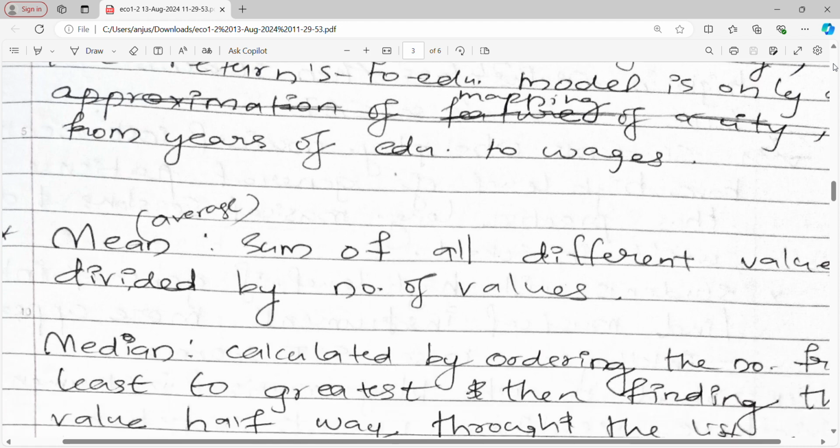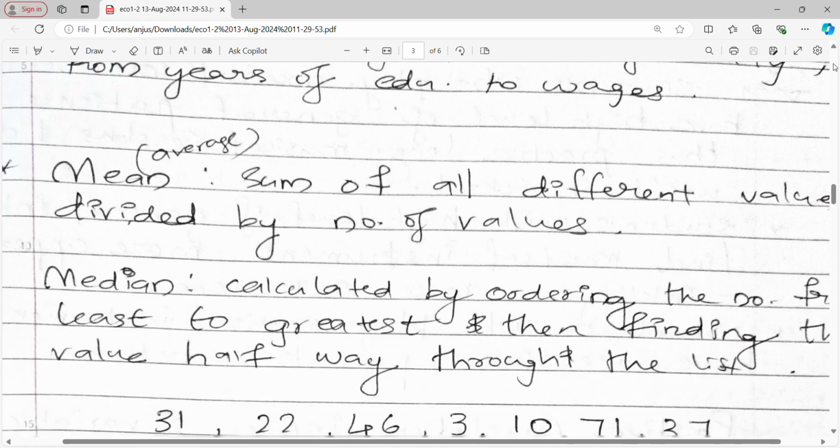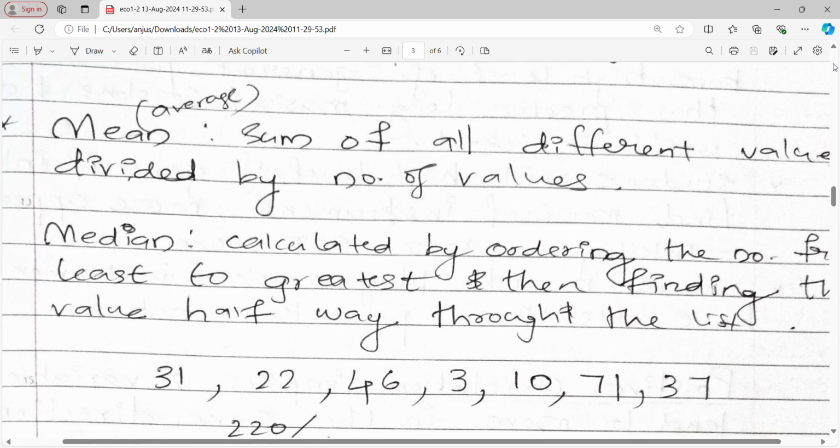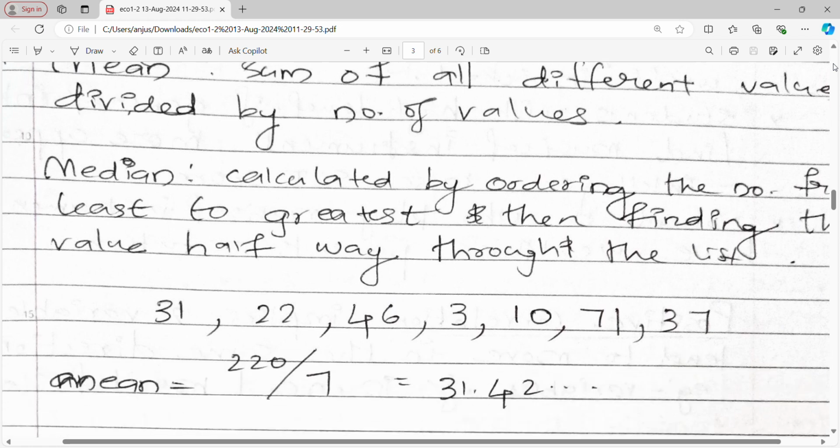Next we are studying about mean, that is average, sum of all different values divided by number of values, that is mean. Then median, that is calculated by ordering number of values from least to the greatest and then finding the value halfway through the list.